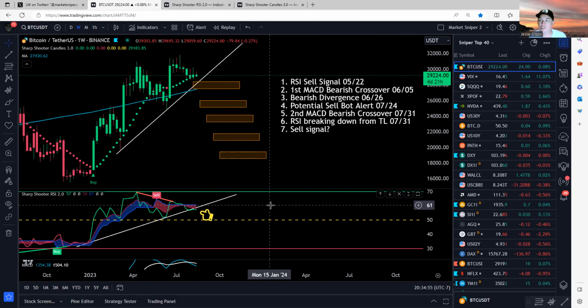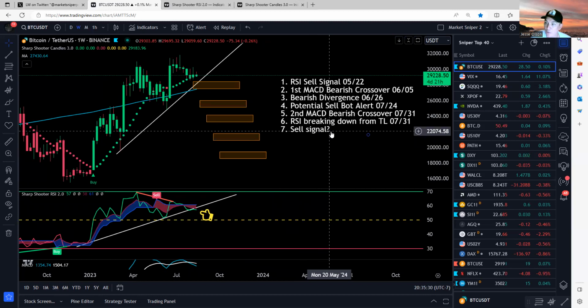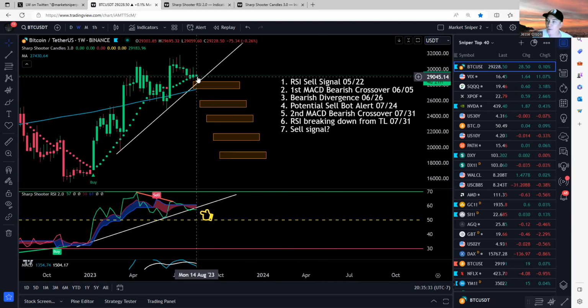So 1, 2, 3, 4, 5, 6 different alerts showing signs of weakness. Then I did a comparison with silver. Silver seems to be leading the way, potentially for Bitcoin, but also for gold. Gold has a lot of these same signs, except there's no bearish divergence on silver. But silver has a sell signal, number 7, a sell signal question mark, because we don't have one yet. But I had a sell signal weeks ago, possibly 4 to 5 weeks ago.